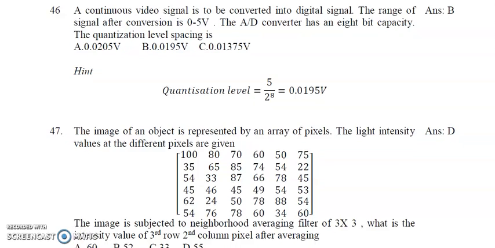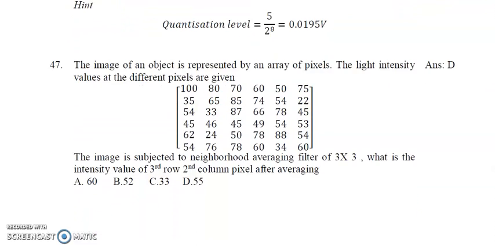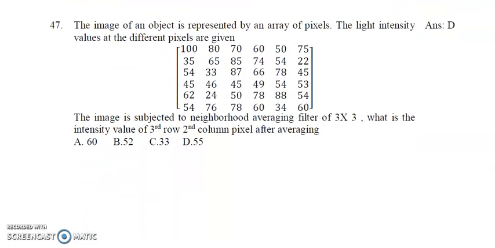Question 47. The image of an object is represented by an array of pixels. The light intensity values at the different pixels are given. So it is given as an array, you can see the array 180, 70 like that. The image is subjected to a neighborhood averaging filter of 3 by 3. What is the intensity value of third row, second column?